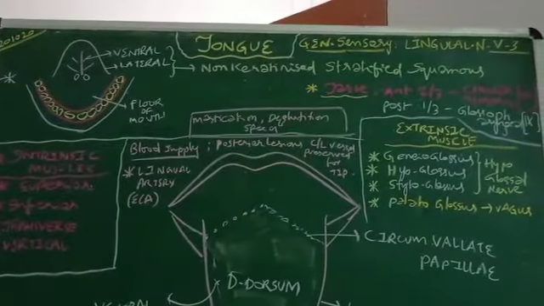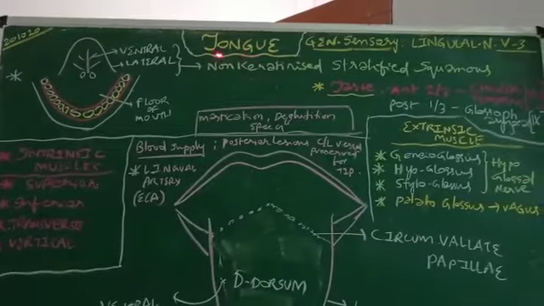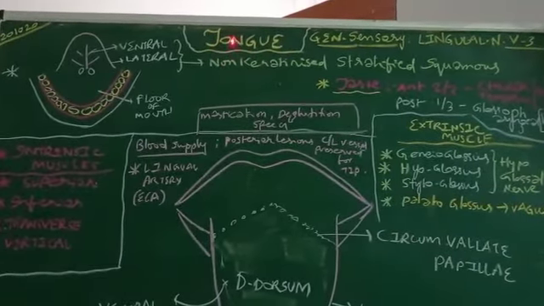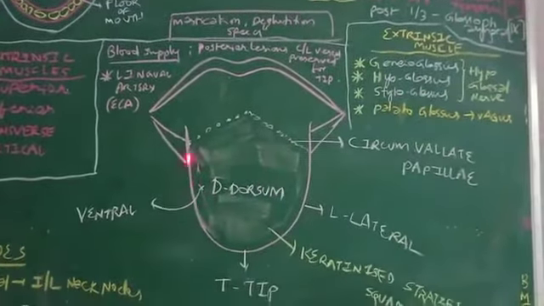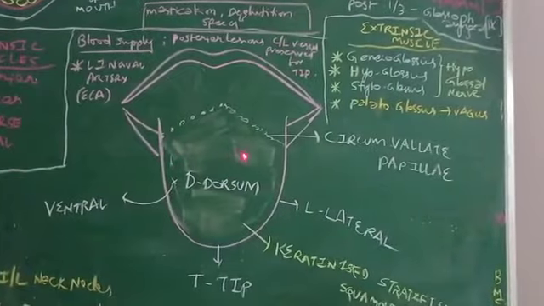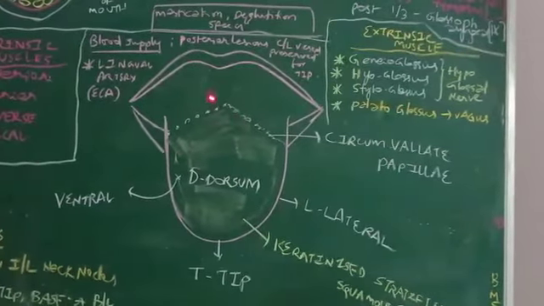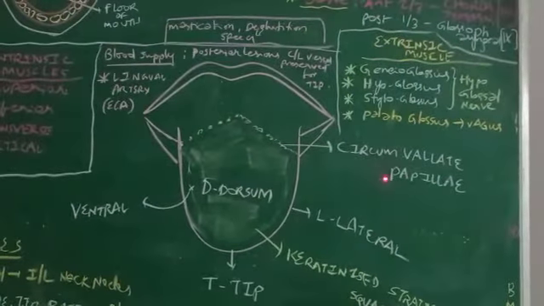Welcome to ENT student for discussion on surgical anatomy of the tongue, basics important for oncosurgery. So the tongue, as we know, is there in the mouth, which has anterior 2/3 and posterior 1/3. Anterior 2/3 and posterior 1/3 are separated by the circumvallate papillae.